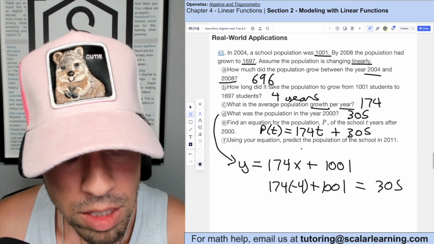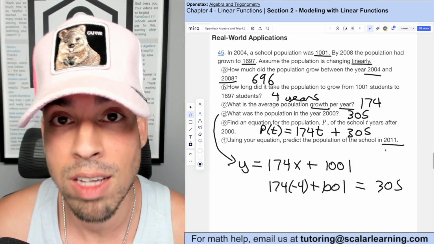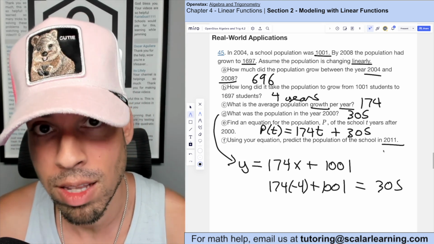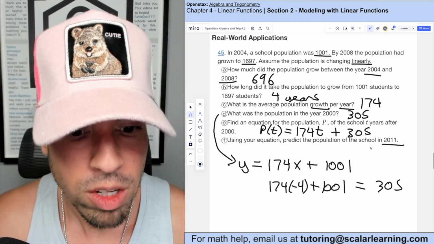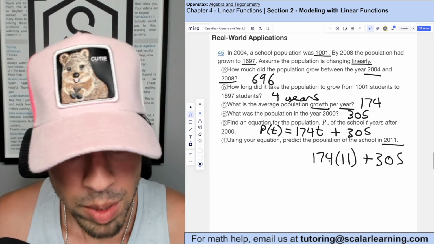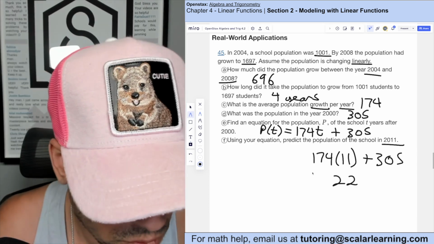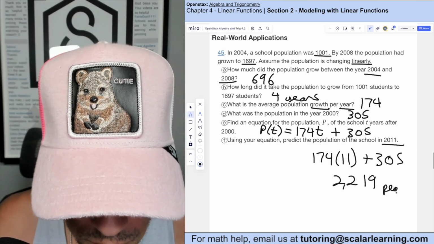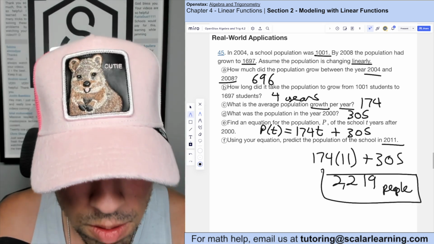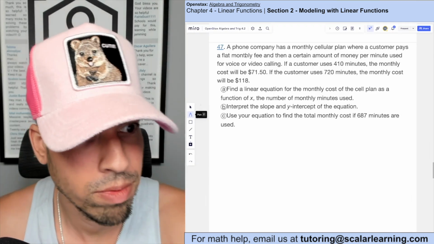And last but not least, we're trying to use the equation to predict the population in 2011. Well, since time 0 now is 2000, 2011 is 11 years after, meaning the value of t we plug in is 11. So let's plug that in and evaluate. So there we have 174 times 11 plus 305, which gives a final answer for part F of 2,219 people. Boom.